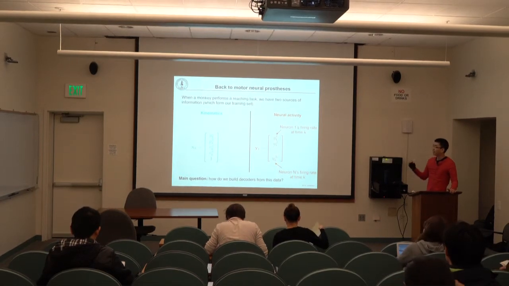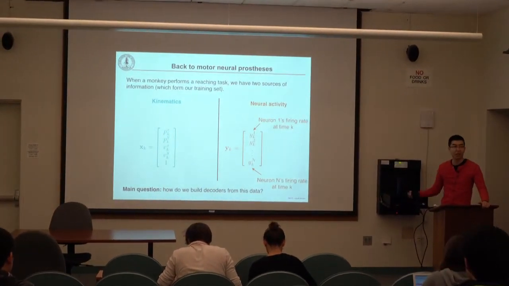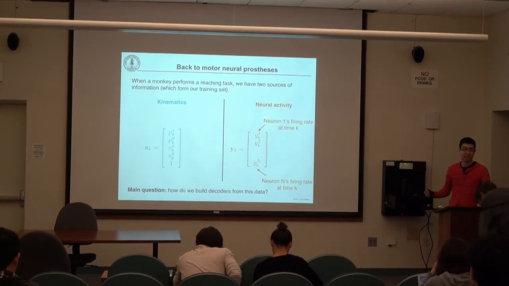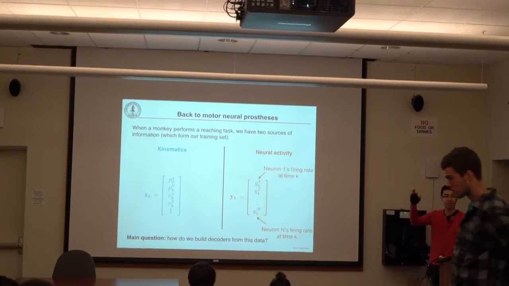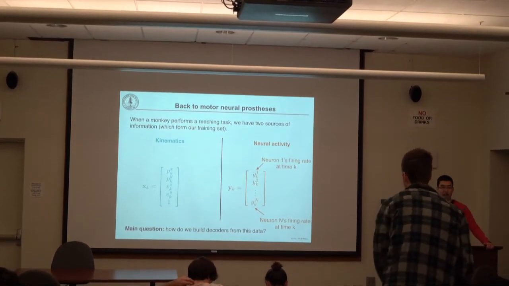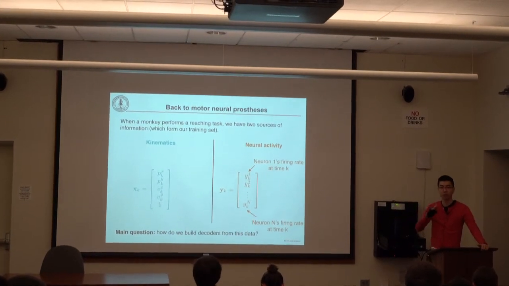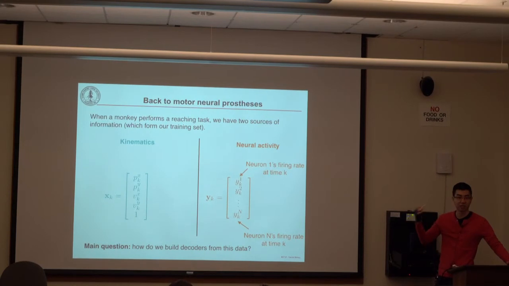All right, so where we left off on Wednesday, we were talking about how to train decoders, given that we have observations of both kinematics and neural activity. And so when we have the monkey performing his reaching task, we're recording his hand position at every, say, 60 hertz. Every 16 milliseconds, we're recording his hand position. And at the same time, we're simultaneously recording his neural activity.